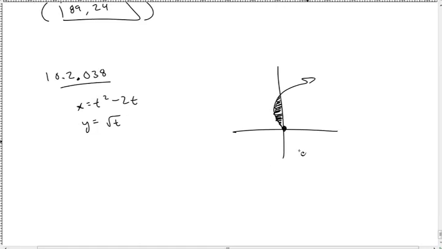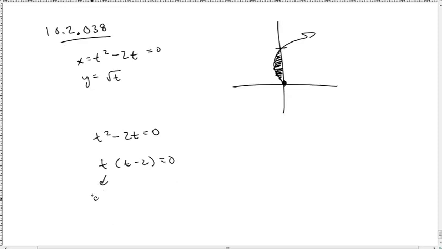Well, I don't know exactly where it crosses through, but that's going to be really helpful to me. And how do I actually know that? It's whenever x is equal to 0. So notice here, x is equal to 0 all along the y-axis. So I've got t squared minus 2t is equal to 0, right? I could factor out a t, and so I've got t is equal to 0, and here I've got t equals 2. And so those are my 2 things here.